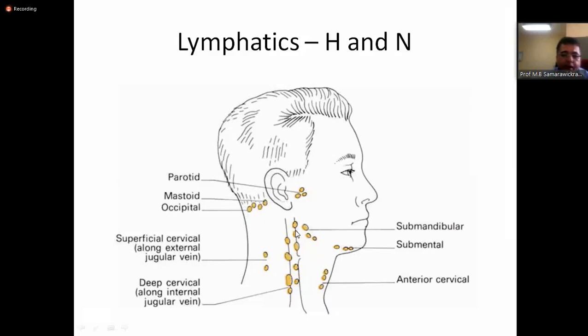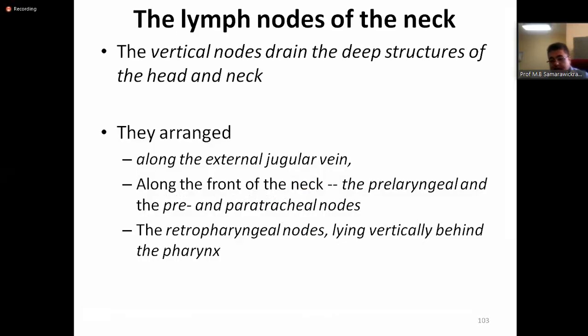And there are others, even though they are placed deep, that we call peripheral nodes along the trachea, retrotracheal and retropharyngeal nodes, and your deep nodes or terminal nodes lie along the internal jugular vein. So ultimately all these peripheral nodes drain to these deep nodes, right?